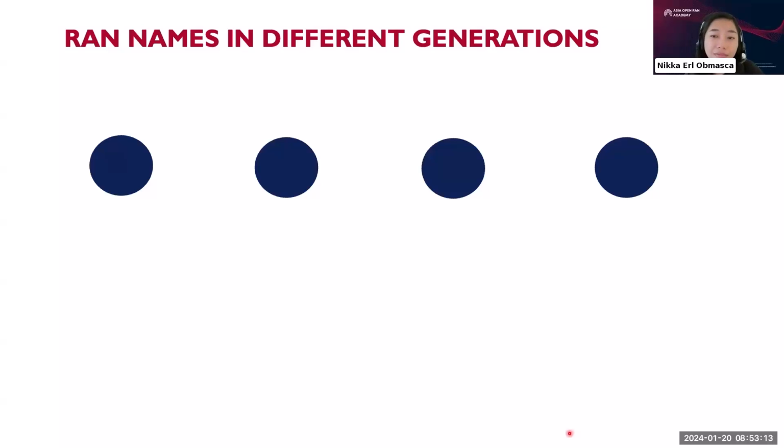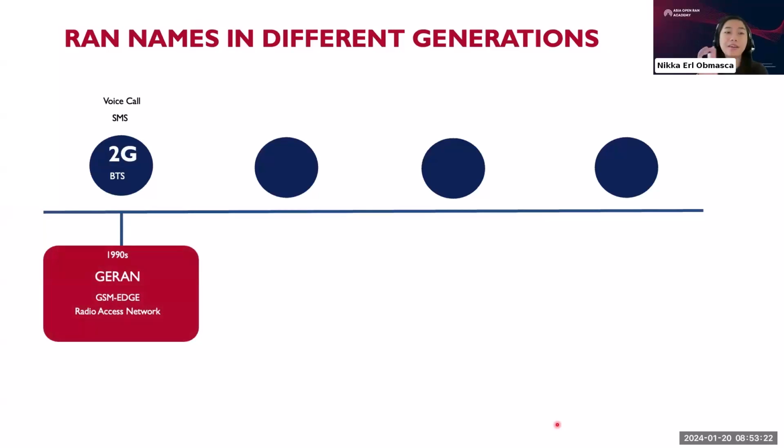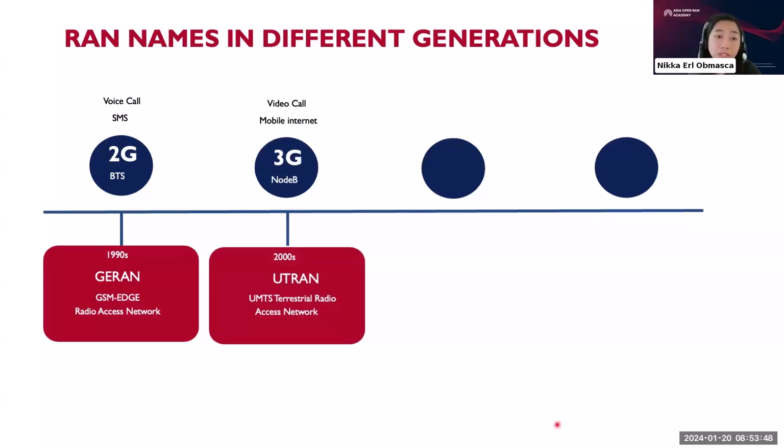have different names for each radio access network that are used in different generations of mobile communication. First, we have the second generation, which does SMS texting and voice calling. For this second generation, the RAN was named GERAN, or the GSM EDGE Radio Access Network. The BTS, or base transceiver station, is what we use to give coverage to the users.